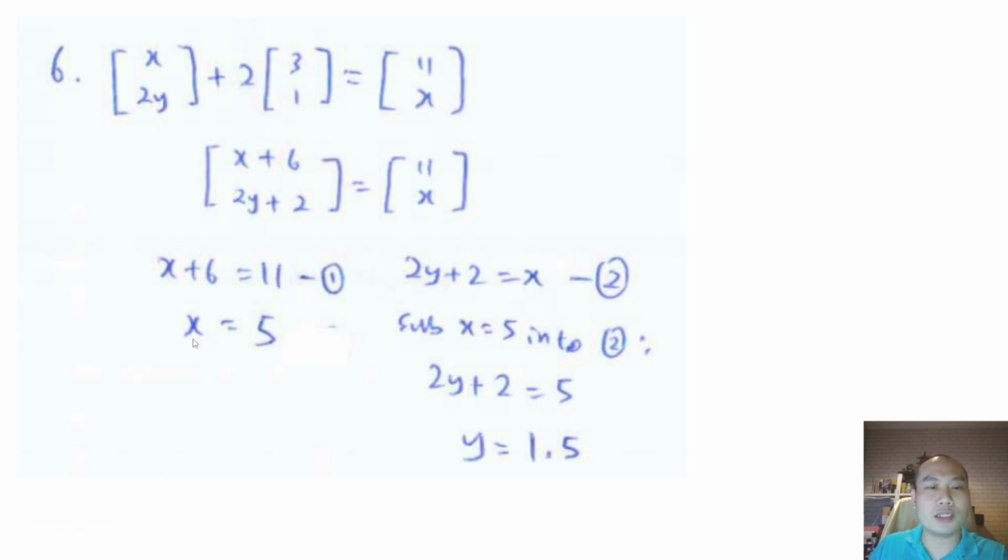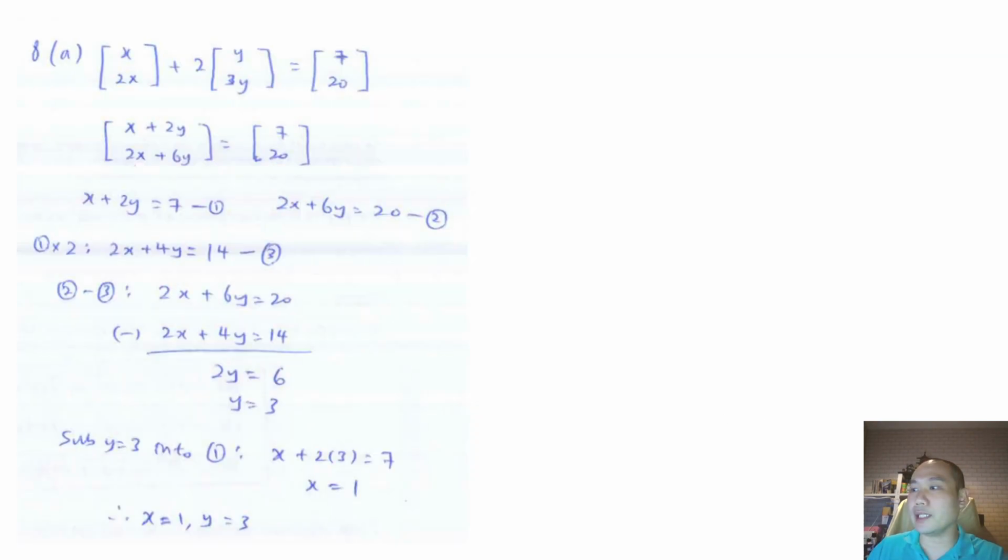From equation 1, because there's only one variable x in equation 1, very quickly we obtain the value x equals 5. Then we substitute that into equation 2, and we get y equals 1.5. Nothing too crazy over here. So I hope you're successful with this. Next question, question 8.